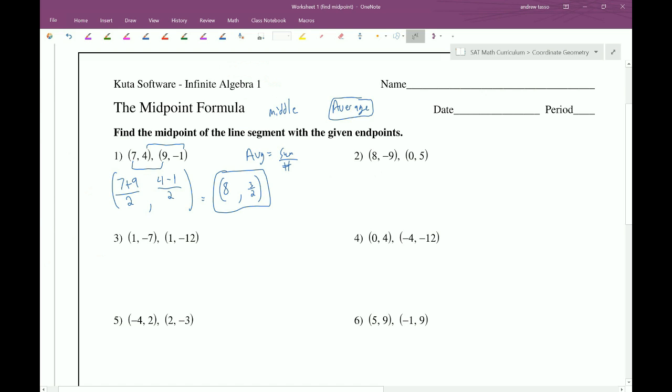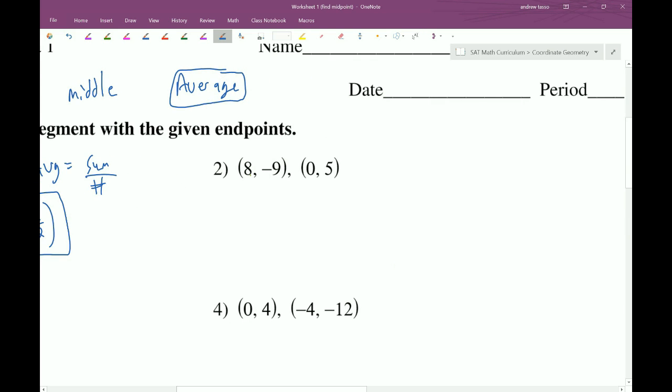So let's try another one. This time we have 8 and 0, so we add those, divide by 2. And then we have -9 combining with 5, divide by 2. So 8 and 0 is 8, divided by 2 is 4. -9 combined with +5. Notice the signs are different, so they're on different teams. So when we combine those numbers, we end up with a value that is 4 and it's negative. And then we of course have to divide that by 2. So we end up with 4 comma -2.